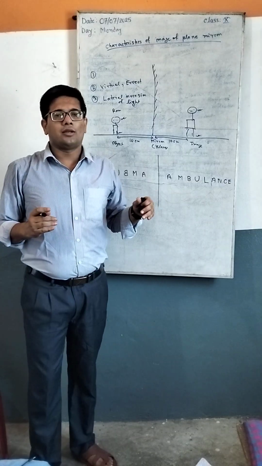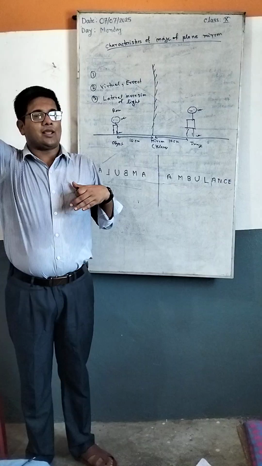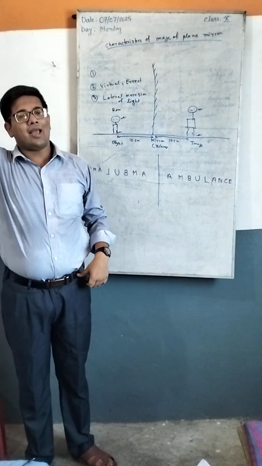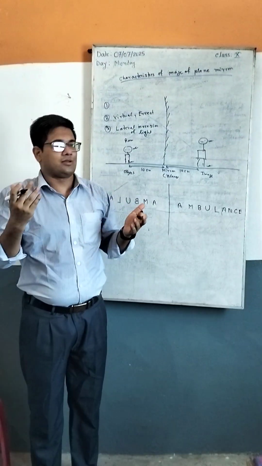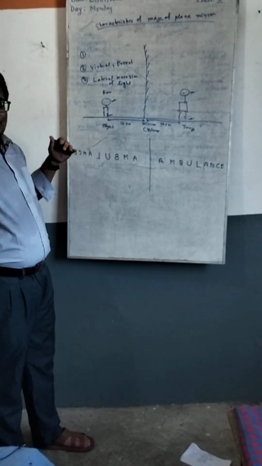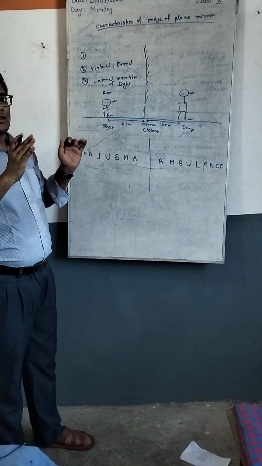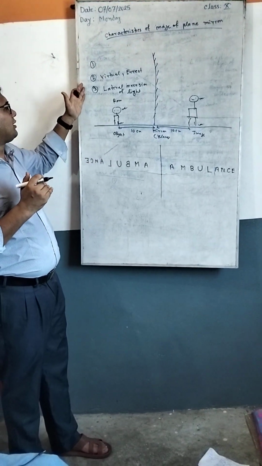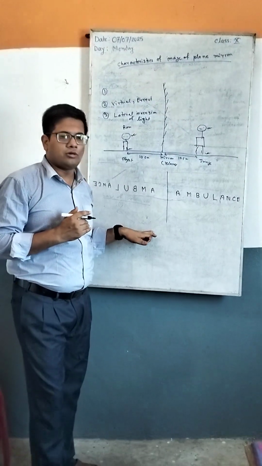If you stand in front of a mirror and raise your left hand, you see the right hand raised in the mirror. It is called left and right inversion, lateral inversion. So when ambulance is written on the car, the light passes through and it saves the life of the patient. So these are the three characteristics of the plane mirror. Thank you, all of you students.